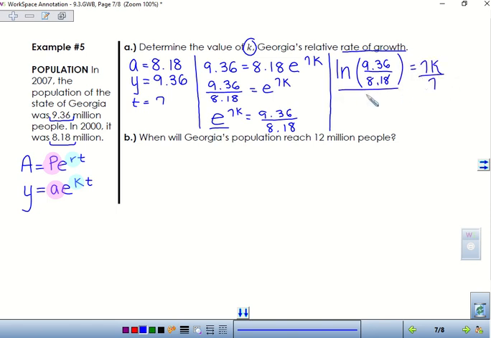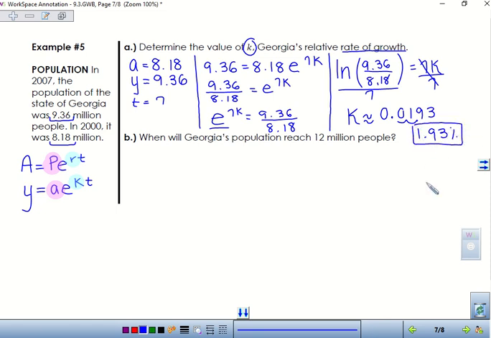Divide both sides by 7. And k is approximately equal to... So in your calculator, hit the ln button. It says ln on it. And then you're going to type 9.36 divided by 8.18 and close the parentheses. And then you can hit enter. And then take that amount and divide it by 7. So that's going to be 0.0193, which converted to a percentage would be 1.93%.